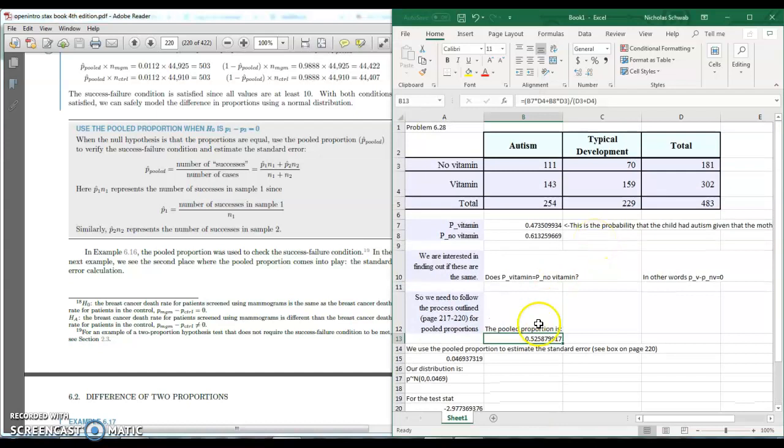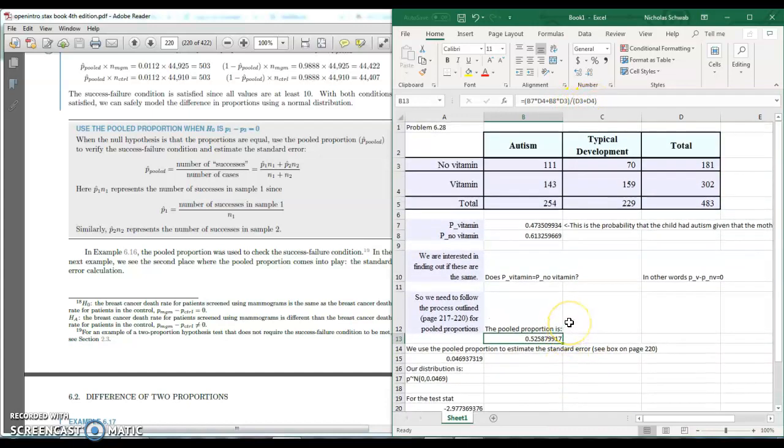If we look back, B7, this is our proportion here of people who took vitamins times the number of people there were, so 302, right? And the number of people who didn't take vitamins times the number of people there were from that group, so that's 181. And then I divide that whole thing by these two totals added together, right? So that's where this formula is coming from.